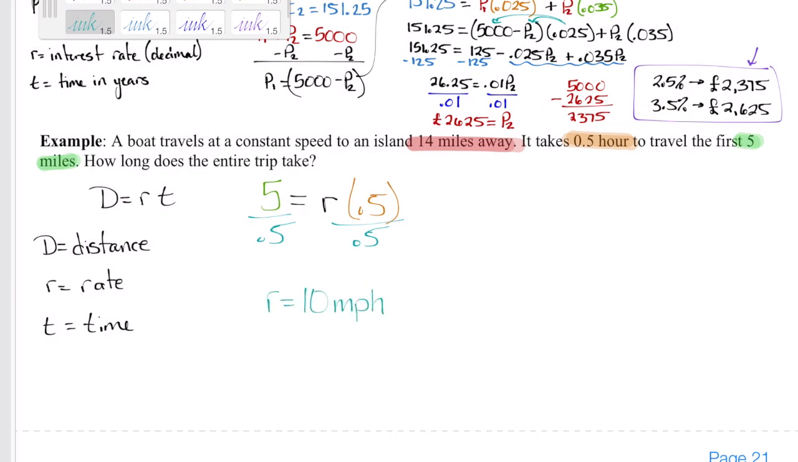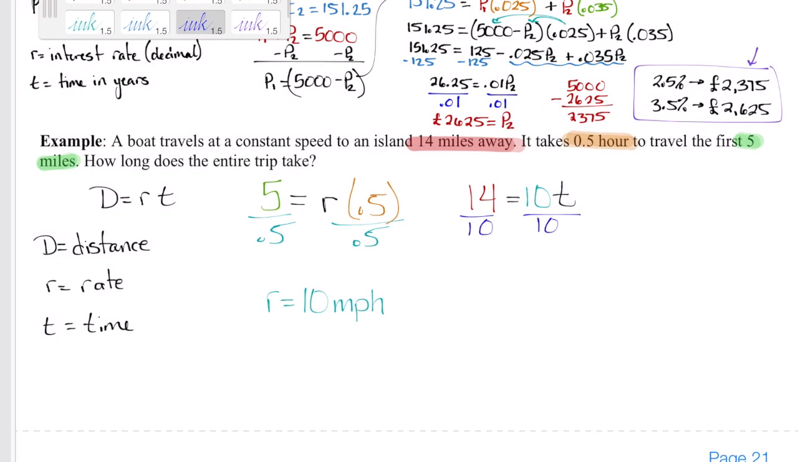Now that I know I'm going 10 miles an hour, I can use the same situation for my 14 miles. So I know we're going a distance of 14 miles, at a rate of 10 miles per hour. And now I just need to figure out how long it's going to take us to get there. So I'm going to divide my 10 over.